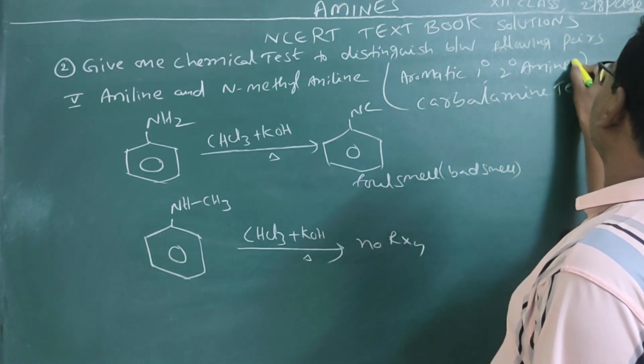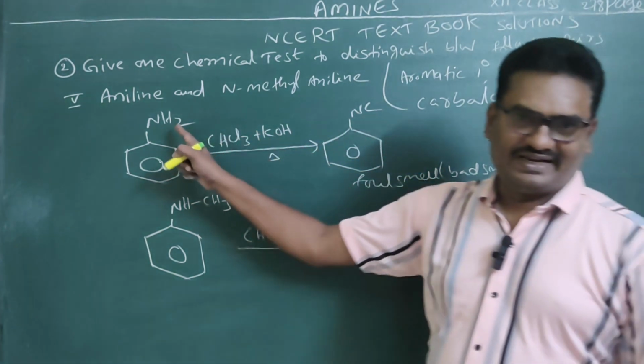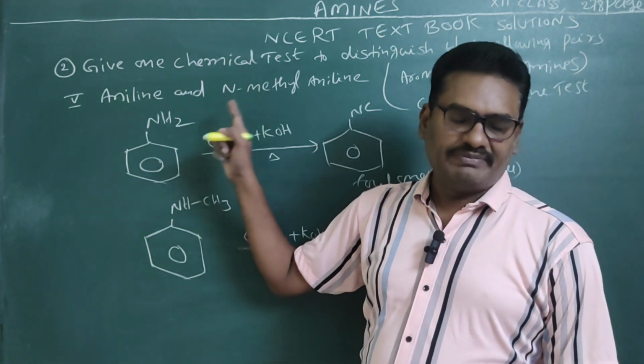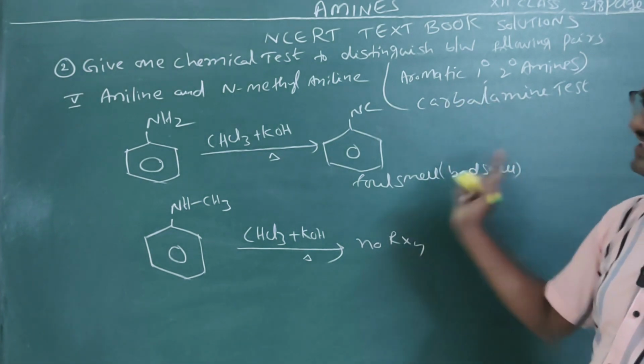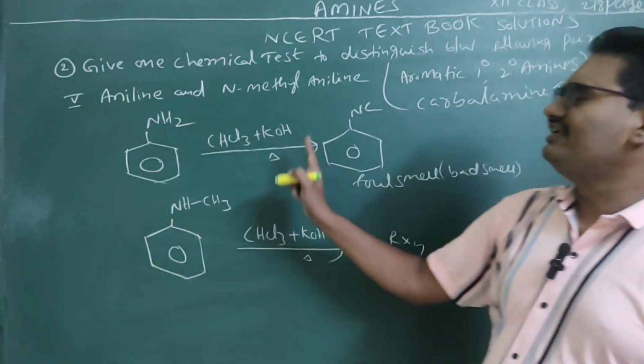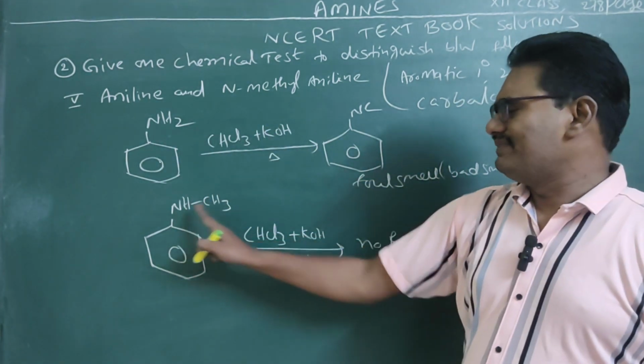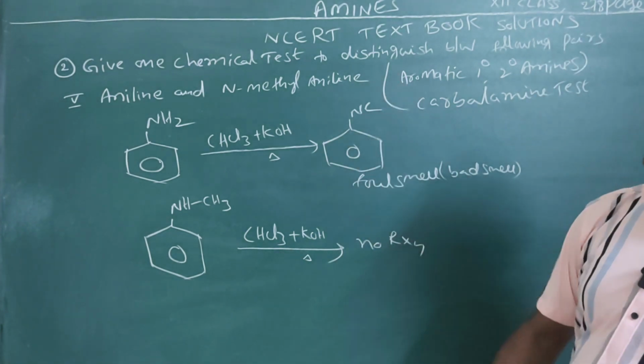Carbylamine test. Both are aromatic: one is an aromatic primary amine, the other is an aromatic secondary amine. These are identified by the carbylamine test. The primary amine is involved in the carbylamine test, the secondary amine does not. So that is the answer.